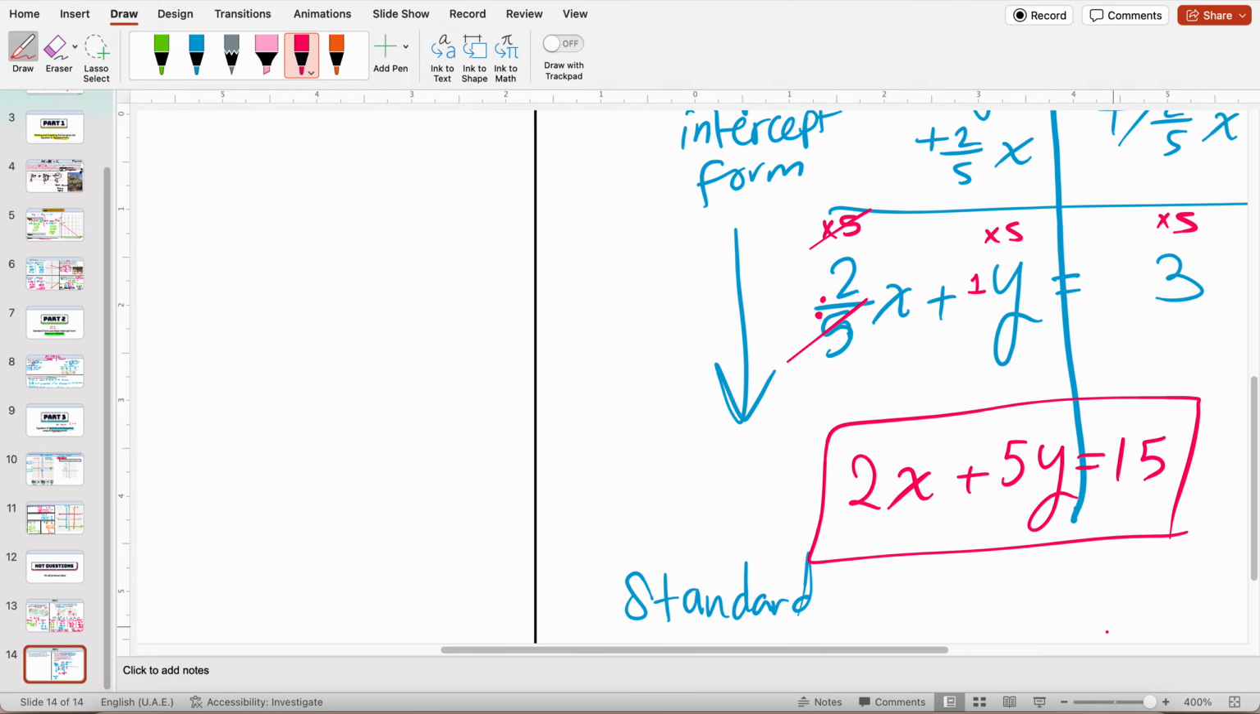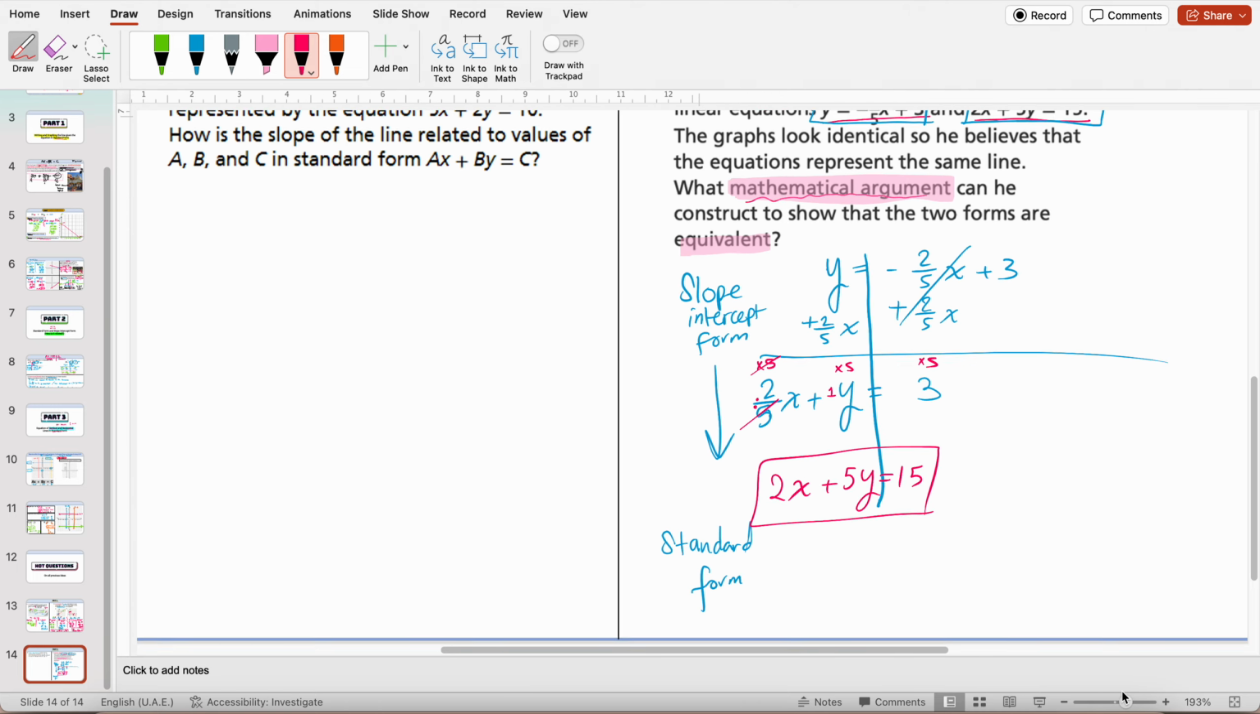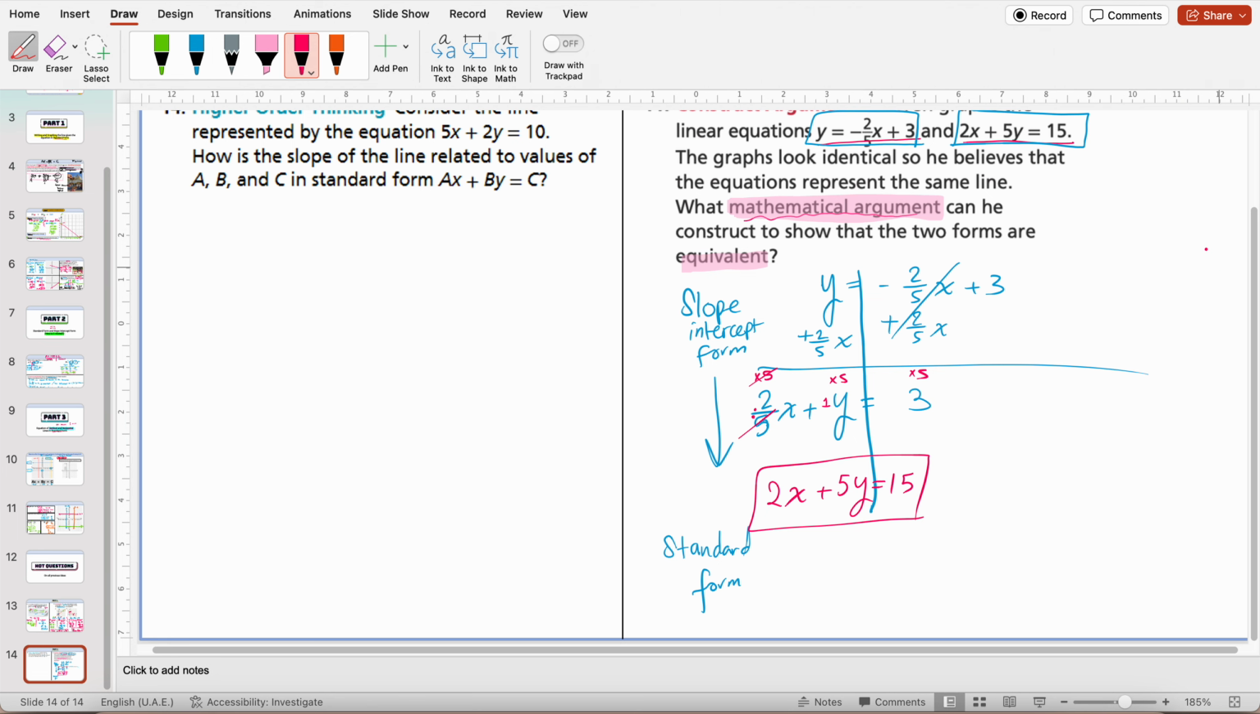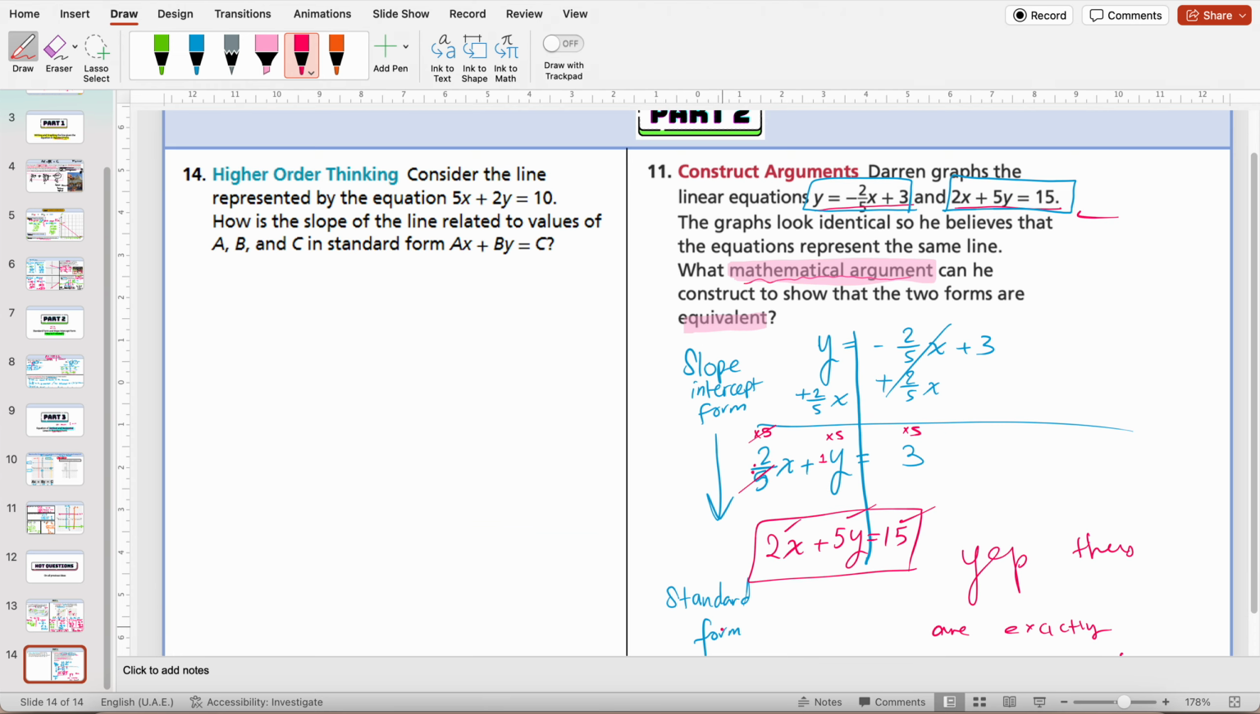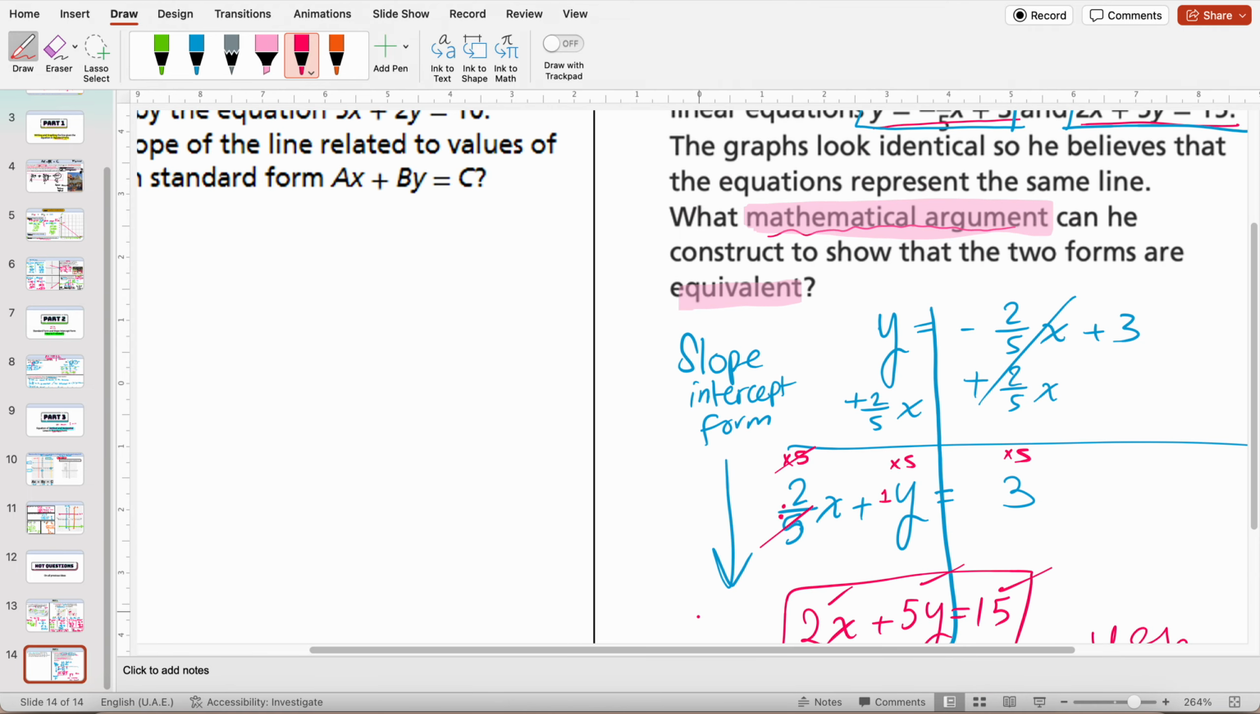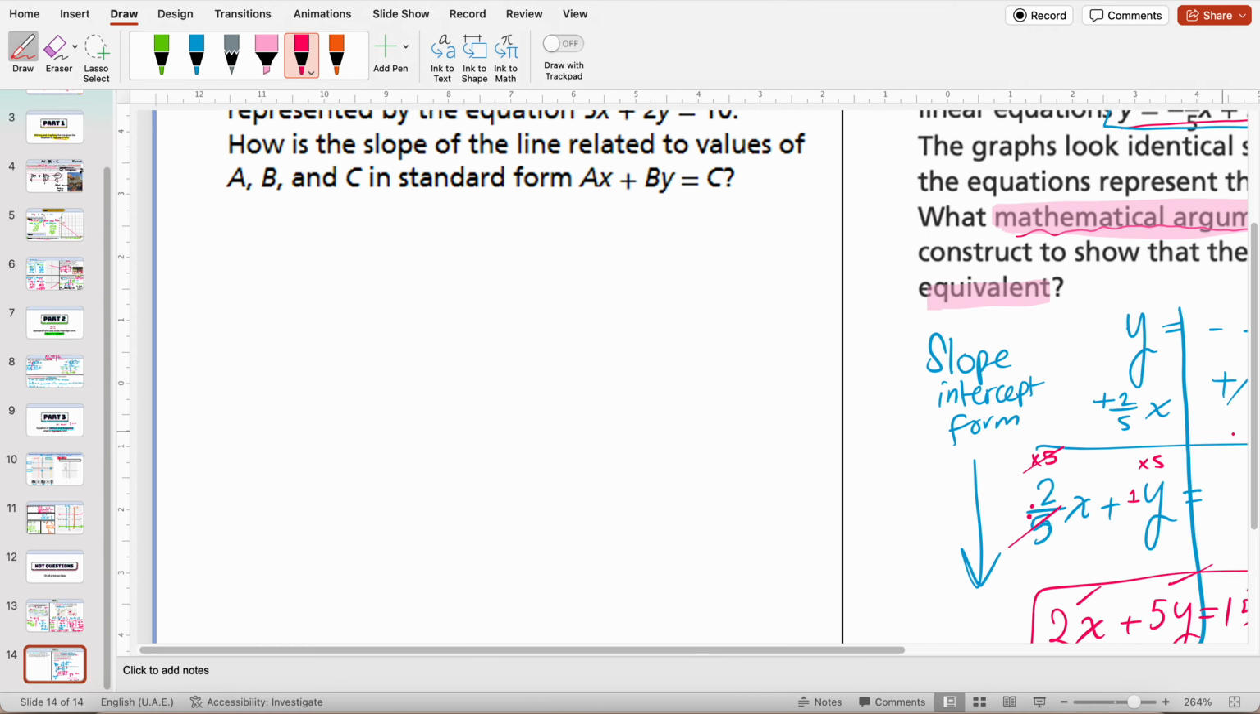Here we go. Check. Is this the same as the one that they gave me? It is 2x, 5y equals 15. So, yep, they are exactly the same. We are done. Last idea here. This is a very nice idea. I truly like this one.